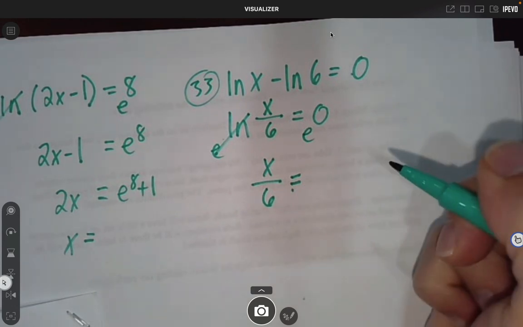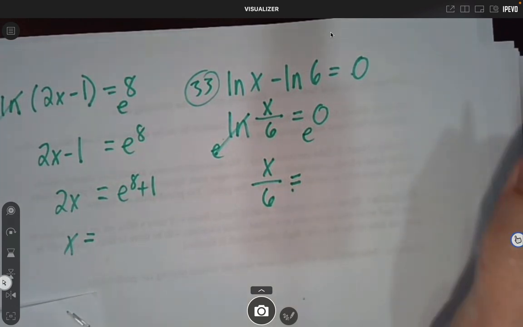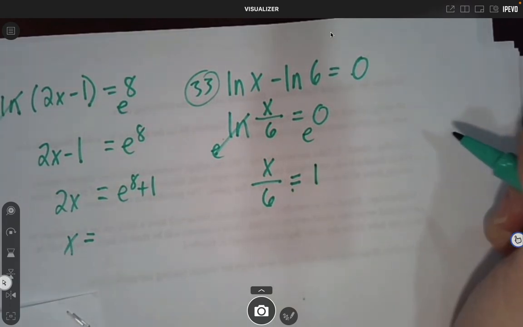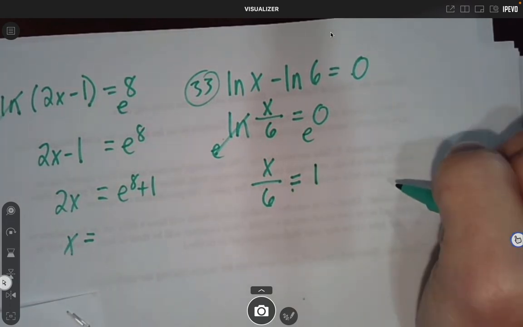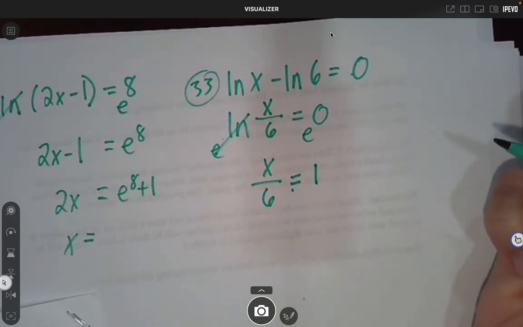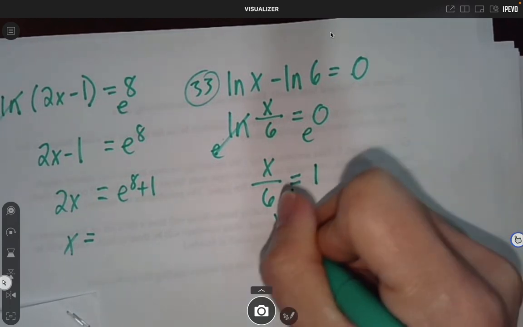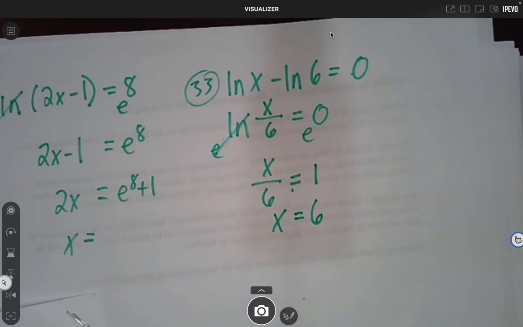x over 6 equals, you can type that in your calculator, but anything to the 0 power is 1. Type it in your calculator to make sure. Okay? Anything to the 0 power is 1. Then how do you solve for x? Multiply by 6, and there's your answer. That was 33. Which one's not on there? Out of the next 2, it looks like 34 is and 35 is.